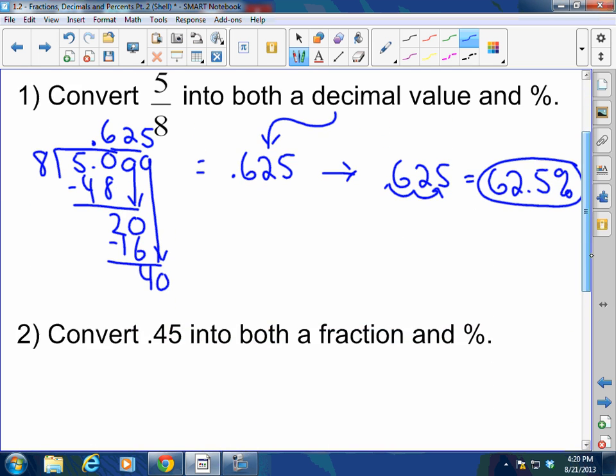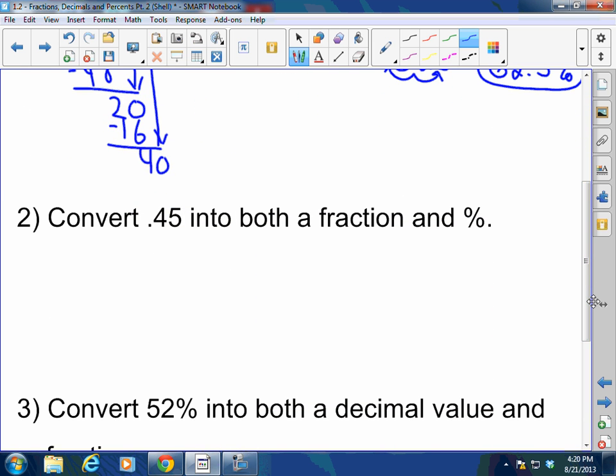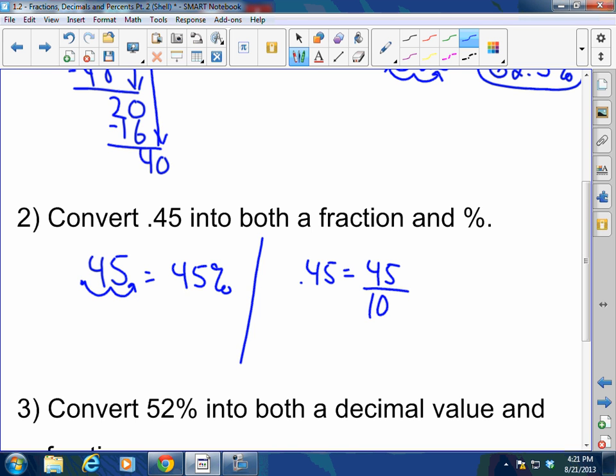Nice and easy. Convert 0.45 into both a fraction and a percent. Well, 0.45, let's first do it the easy way. Let's go decimal to percent. R, 2 places to the right. So I'm going to go 1, 2 to the right, which is 45%. Now I want to turn it into a fraction. Well, 0.45 is 45 hundredths. That's the way you read that correctly. Divide both the numerator and the denominator by 5, and you will get 9/20ths as your answer in fraction form.